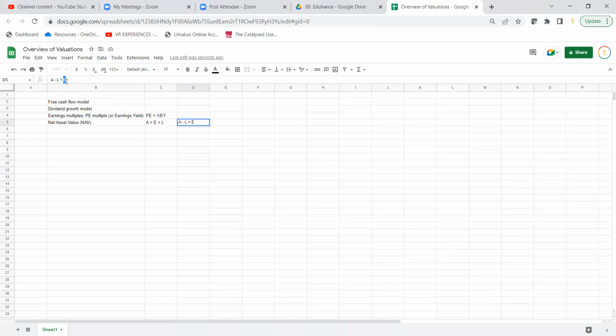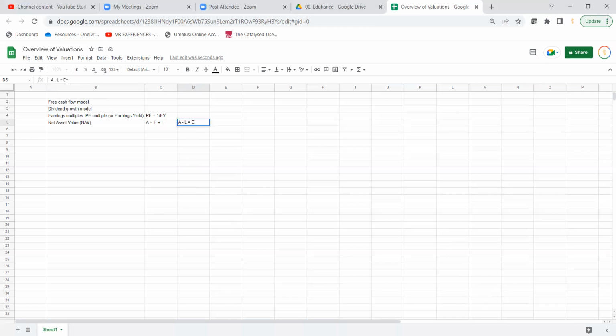Because remember, the balance sheet is carrying amount. We don't want carrying amounts. We don't want book value. We want market value. So in order to get it to market value, you need to make market value adjustments. Okay. So just be aware of that.